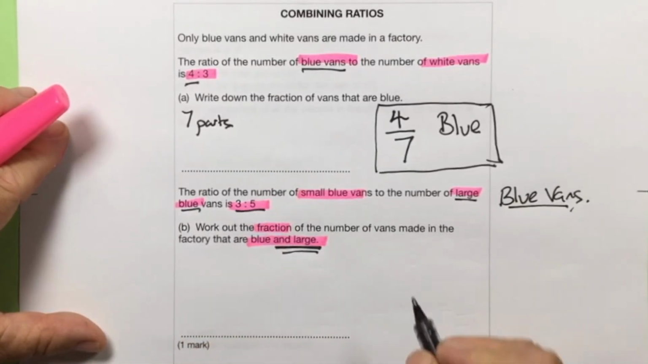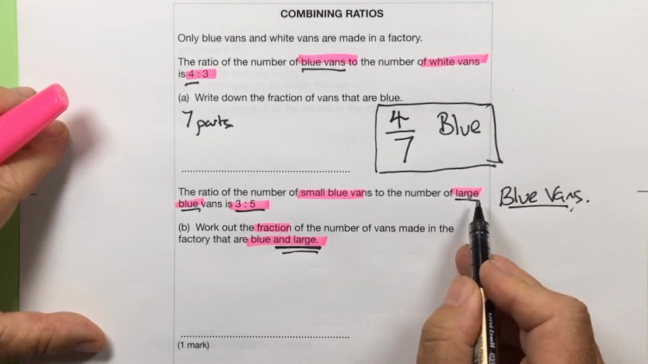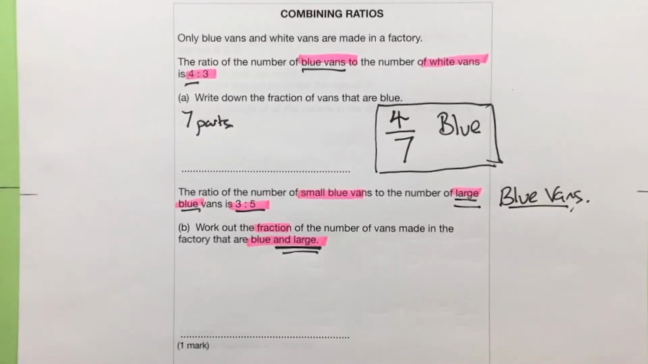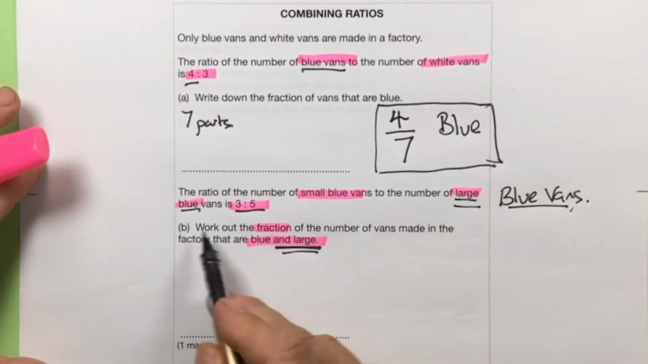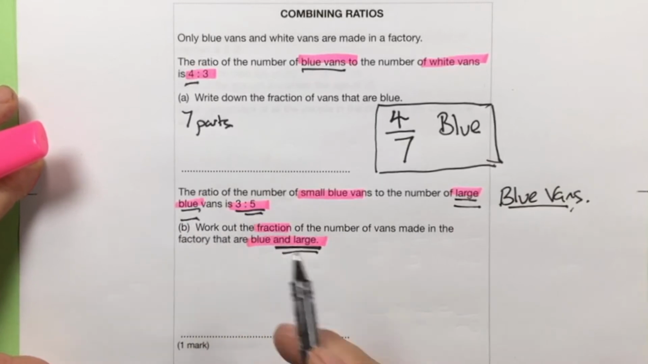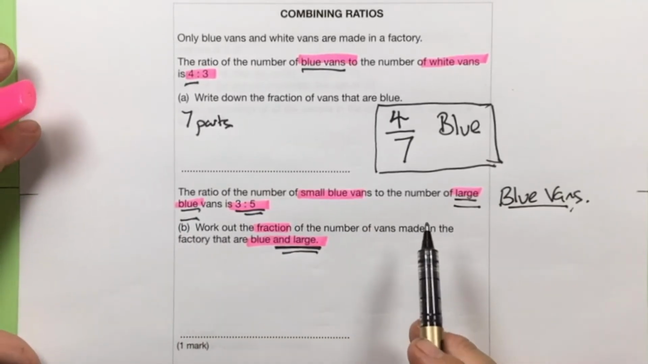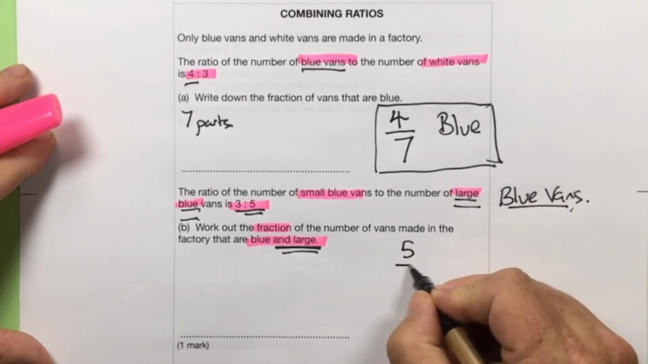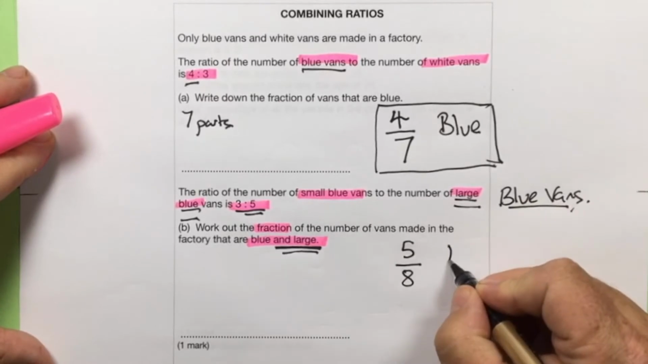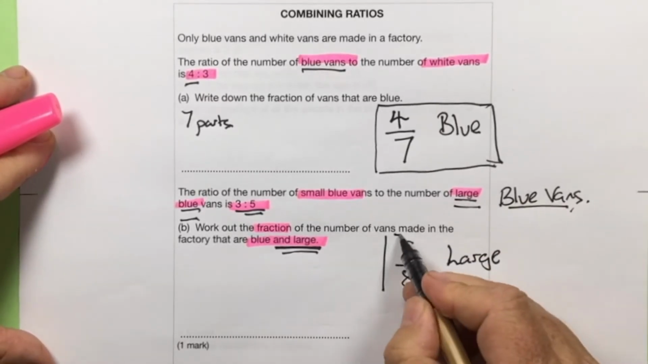So the fraction of, 5 of them belong to large. There's me misreading the question. The ratio of small blue vans to large blue vans is 5. So 5 of the parts belong to large. So the fraction that are large is 5 out of 8. So we've got 5/8 of the vans are large. 5/8 of the blue vans are large.